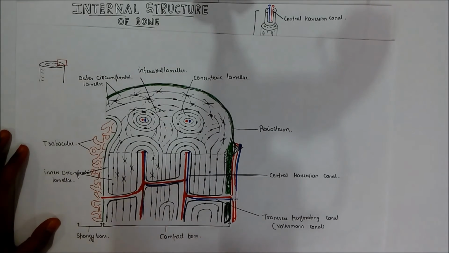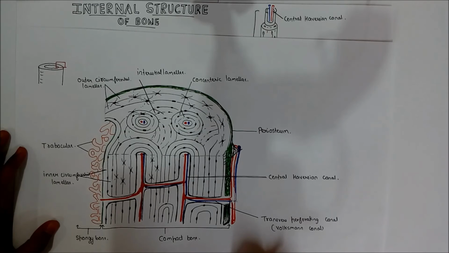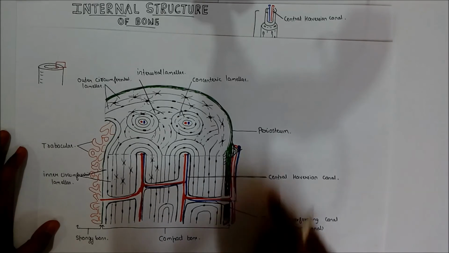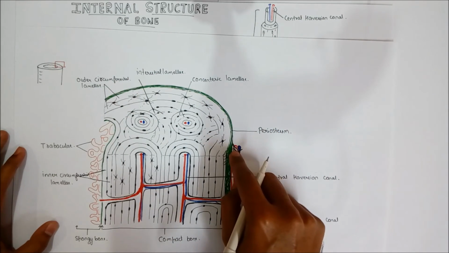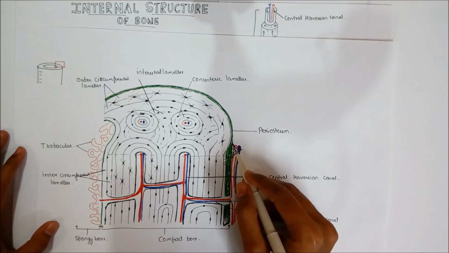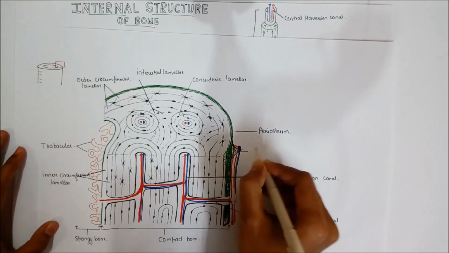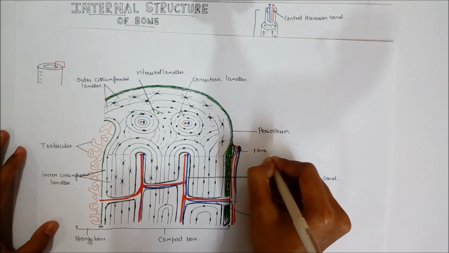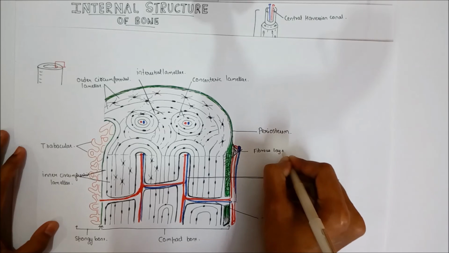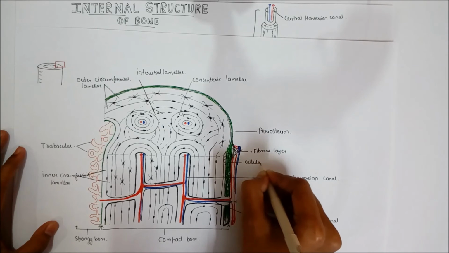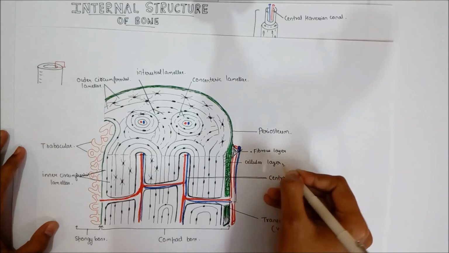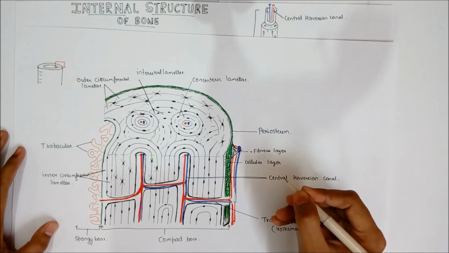To give you a better picture, this is another diagram I have drawn. We were talking about the periosteum. Peri means around, osteum means bone. So around the bone there is a fibrous sheath like layer, a membrane, which is called periosteum. The periosteum consists of two layers: the outer fibrous layer and the inner cellular layer. This cellular layer consists of the osteogenic cells and osteoblast cells.